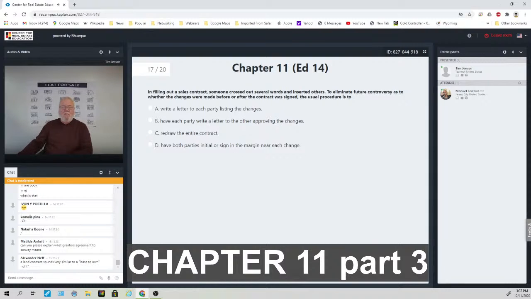Number 17, in filling out a sales contract, someone crossed out several words and inserted others. To eliminate future controversy as to whether the changes were made before or after the contract was signed, the usual procedure is to, I didn't go over it, it's in your text. If you read it, you know.